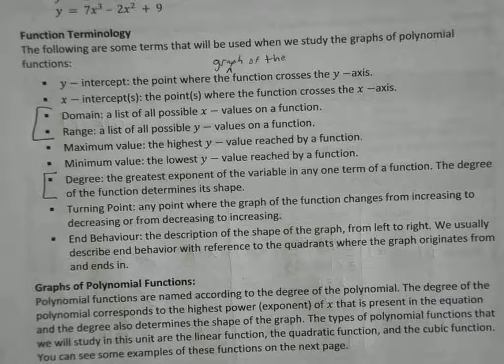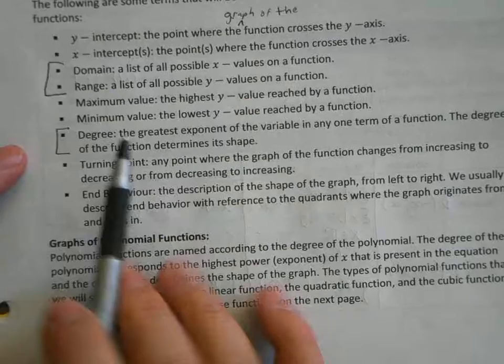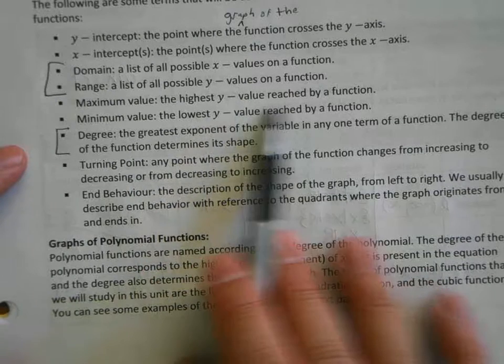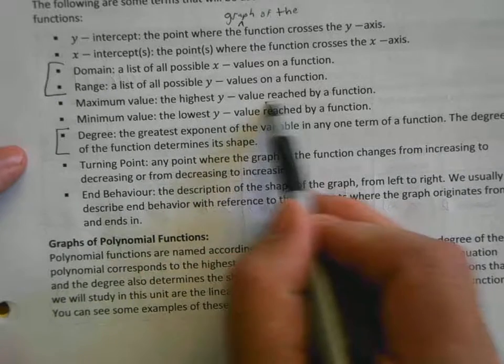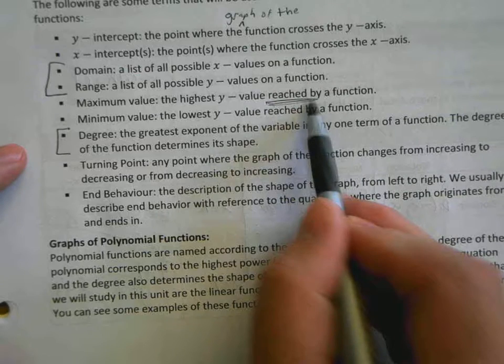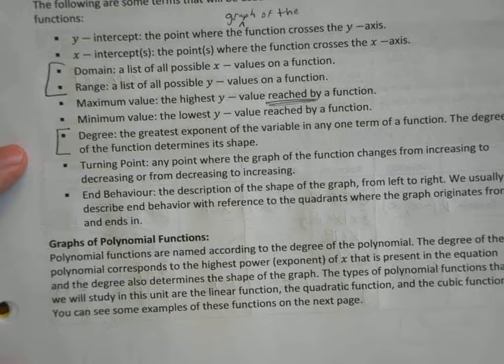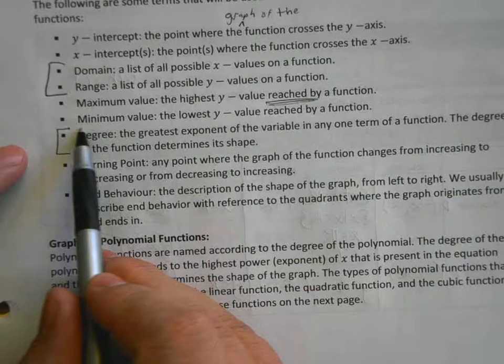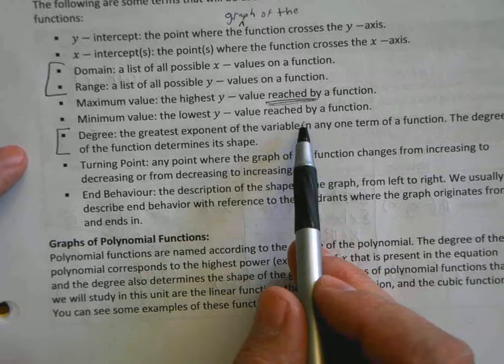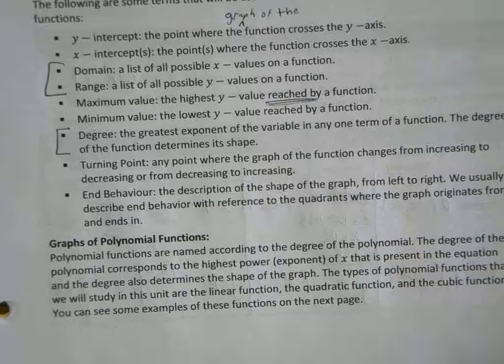Okay. The maximum value is the highest y value reached by a function, and I'm underlining that for a reason that becomes important when we talk about it. And the minimum is the lowest y value reached by a function. Now, we've talked about that a little bit before. When we were talking about range, we talked about how low does it go and how high does it go. Maximum and minimum are referring to that same thing.